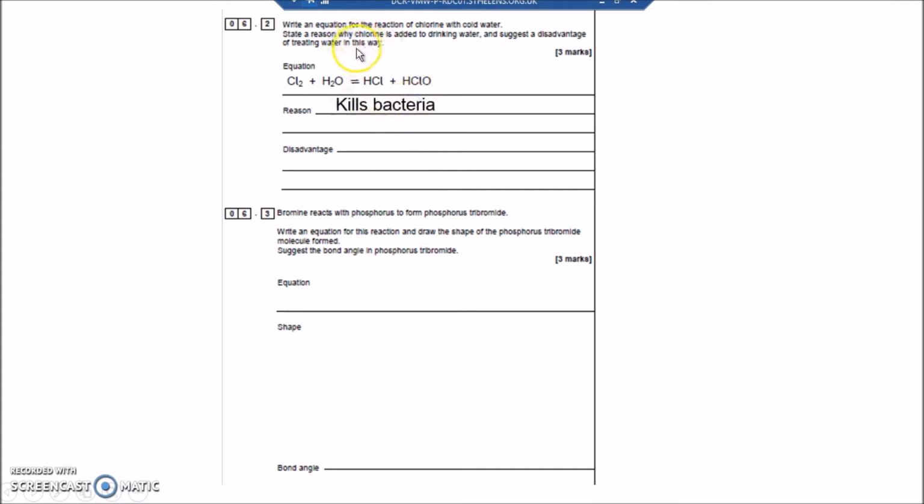A disadvantage of treating water in this way. Well, you want to kill bacteria so that when you drink it, it doesn't harm you. But a very small percentage of the water is actually drunk. Quite a lot of it's used for washing clothes, flushing toilets, watering plants, etc. So most of the potable water is treated water. Water that's been treated with chlorine is not needed for drinking.